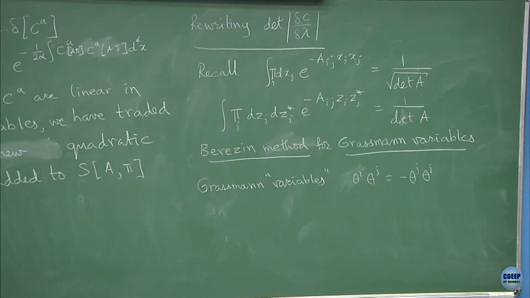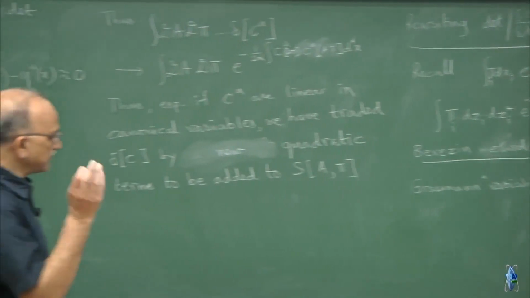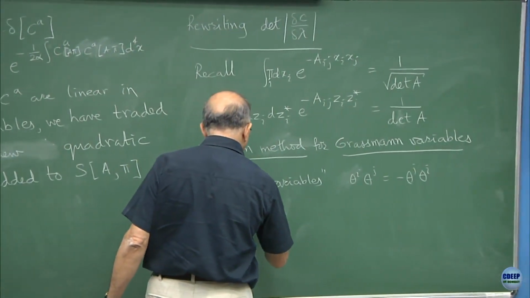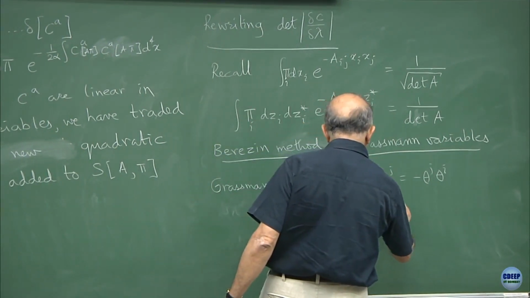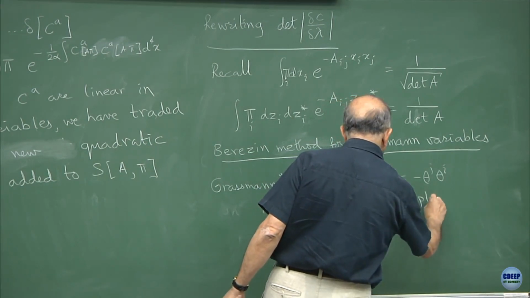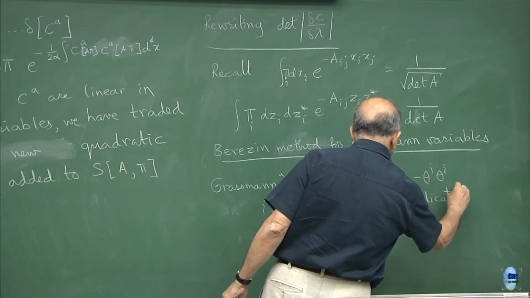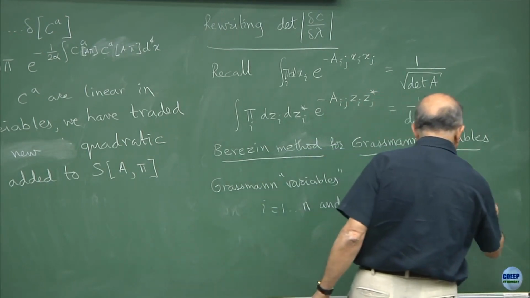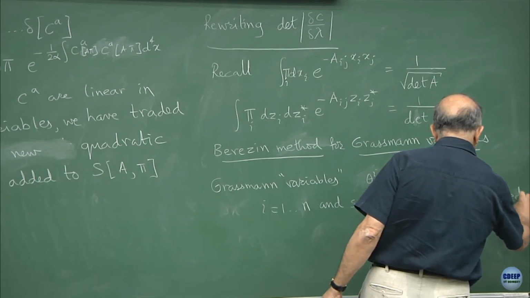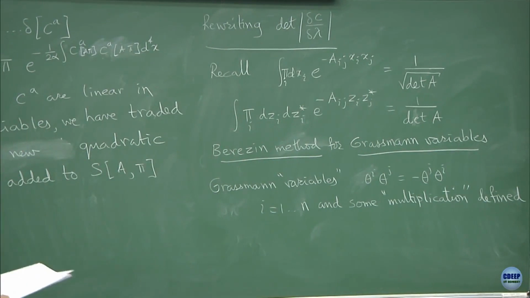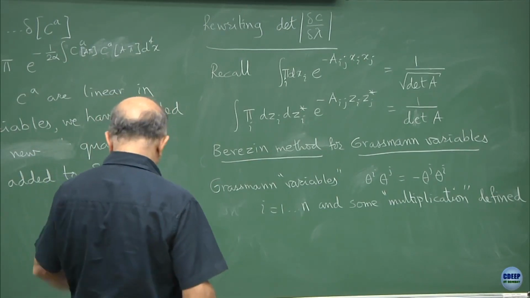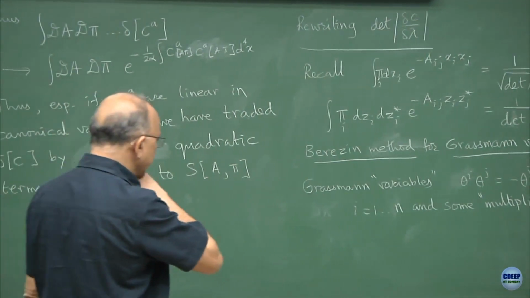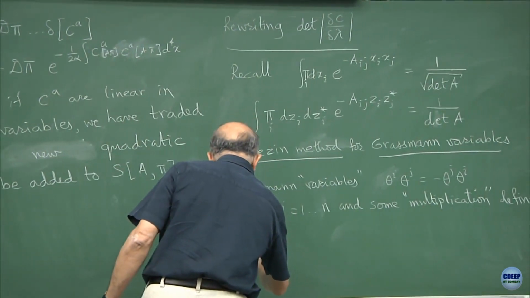So there is some multiplication among them. There is some kind of an algebra, some kind of variables called theta, some number of them, i equal to 1 to n, and some multiplication defined over them, a binary operation. We make up, we invent a calculus for this. So we are reaching 7 o'clock. Let me first tell you the answer. Then a calculus can be invented.